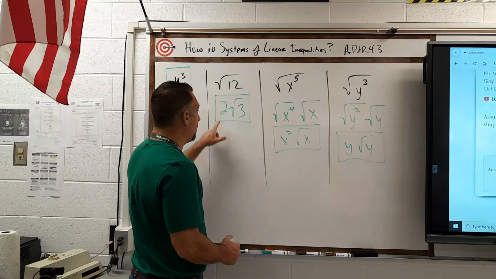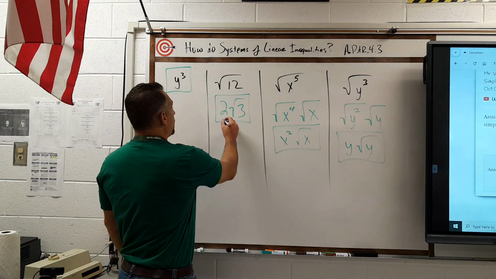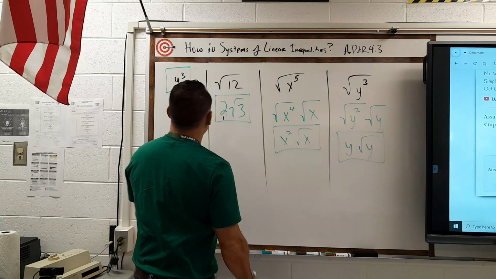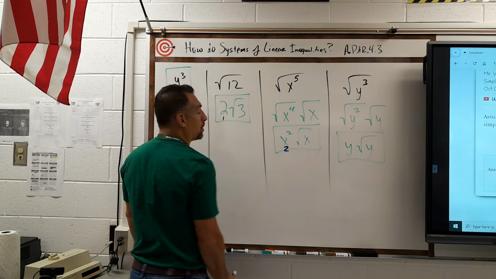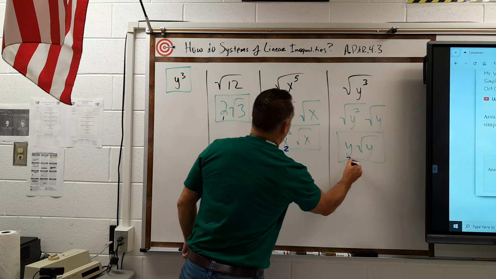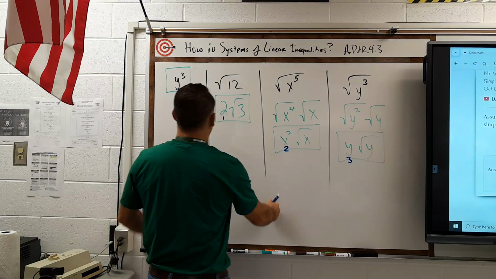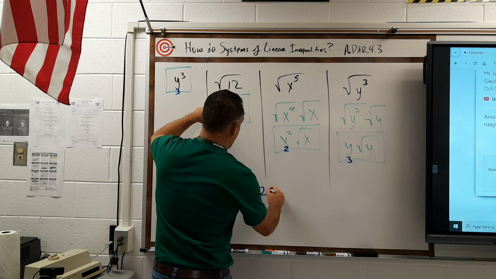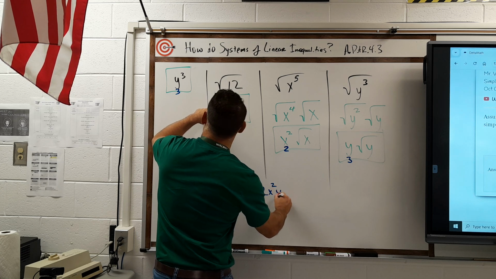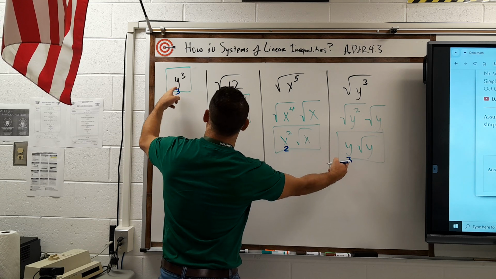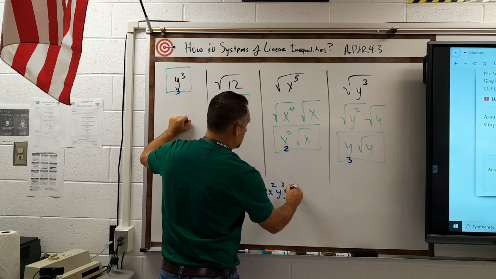So start with the number. I'm going to do this first. Then I'm going to do the x's, alphabetical order. Then I'm going to do the y's. So we'll have 2x squared. It doesn't matter, they're both the same. Y to the third y.